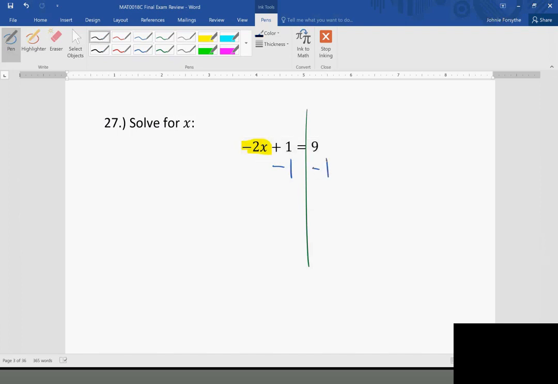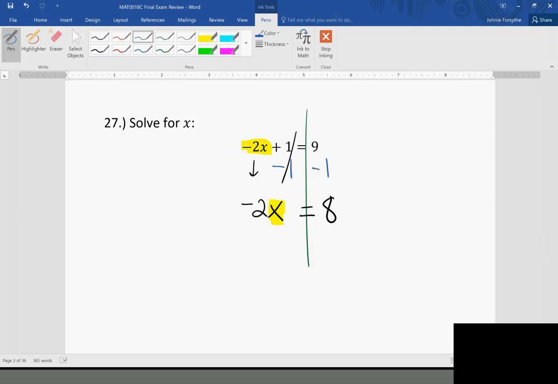So now I'm going to bring down my negative 2x. 1 minus 1 cancels out, equals 9 minus 1 is 8. So now I have negative 2x equals 8. So I want to get x by itself. I don't want to have a negative 2 multiplied in front of it. I just want x to be by itself.